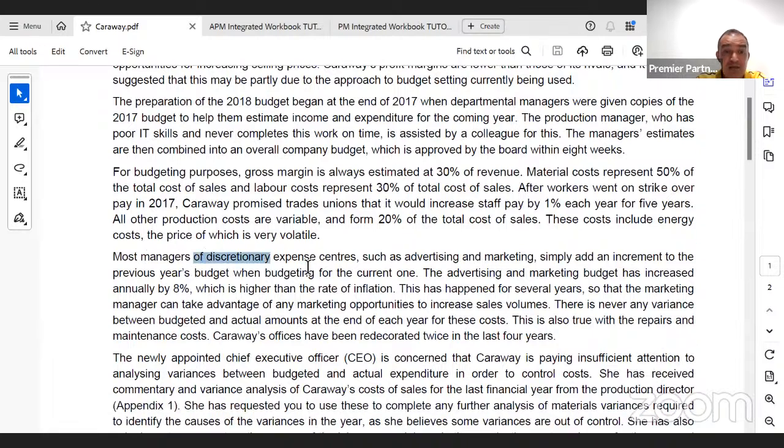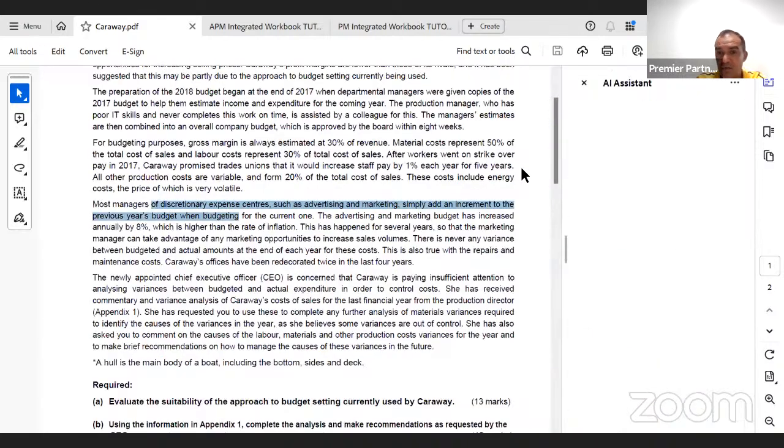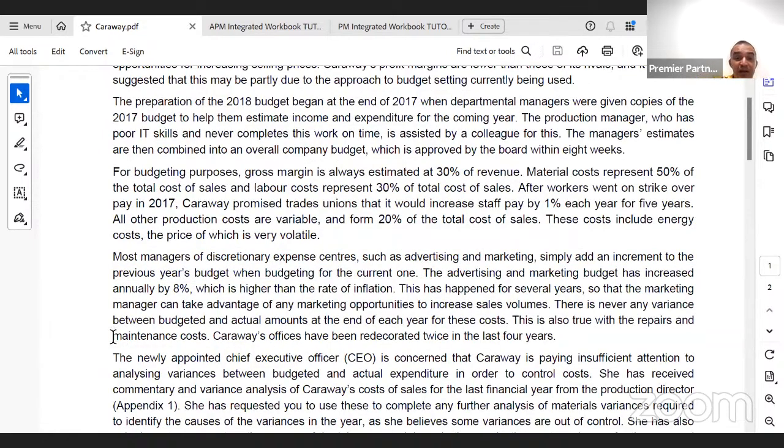Most managers of discretionary expenses, advertising, marketing, simply add an increment to the previous year. So very comfortable. And sometimes they may be spending on things that are not required anymore. Right? So they're getting a budget cushion. Advertising and marketing budget has increased annually by 8%, which is higher than the rate of inflation. There you have one mark.